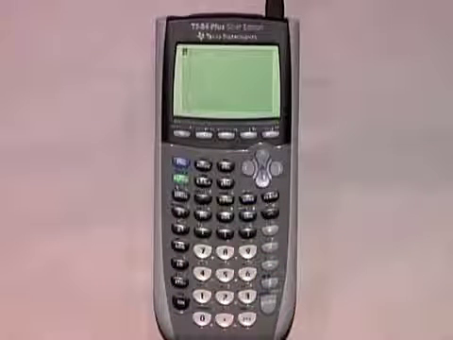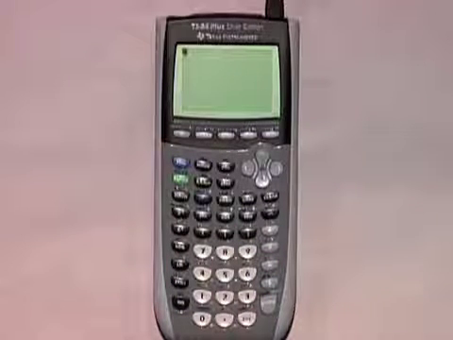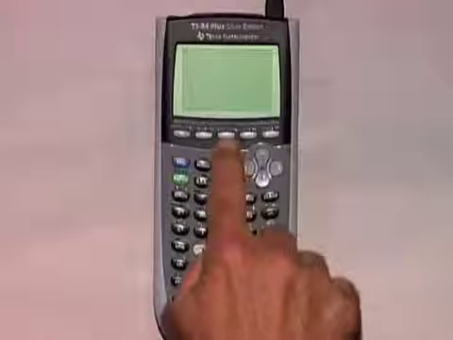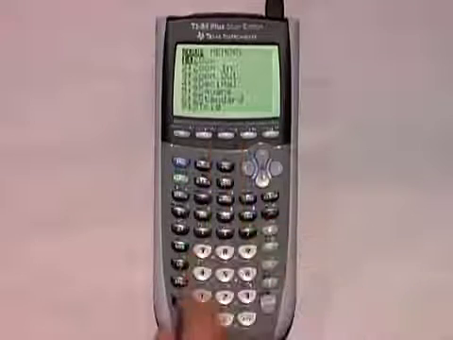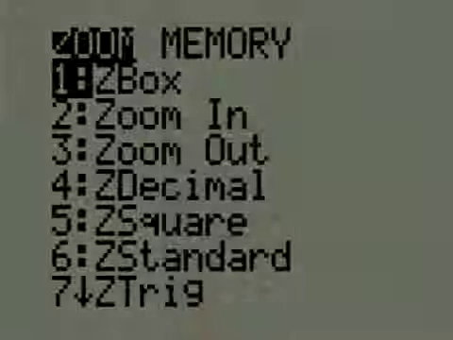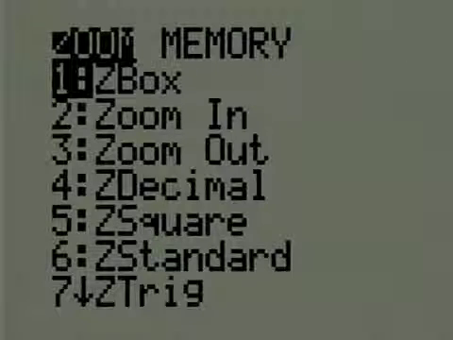Now let's see how we do this on a graphing calculator. Let's bring the calculator into the screen, and the first thing you want to do is make sure that you're in what's called the trig viewing window. So if you hit the zoom key, the middle top row, and then press the number 7 key, which says Z-trig, that will give us what's called the trig viewing window for our graphs.